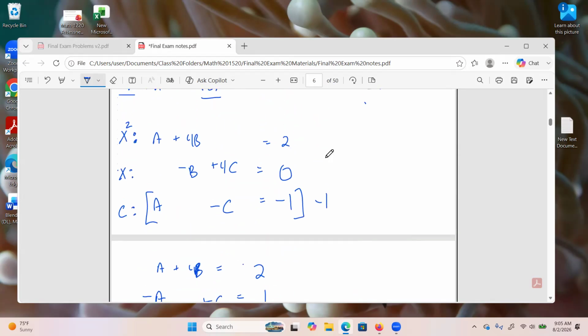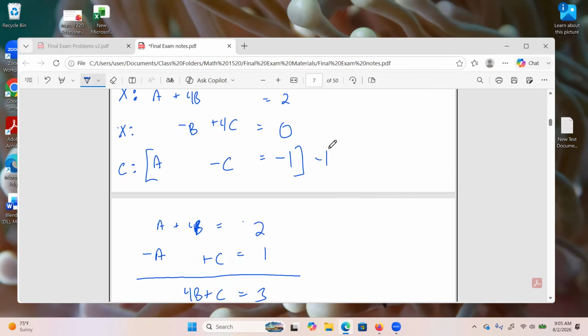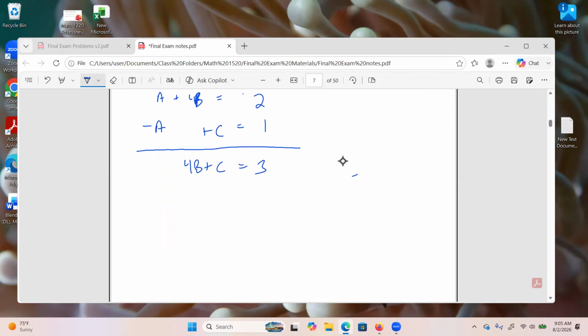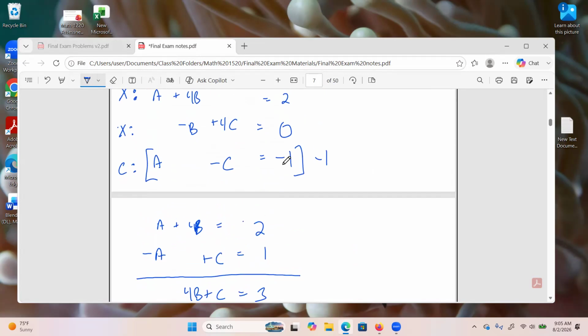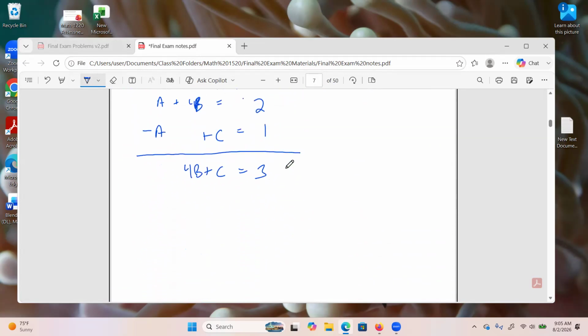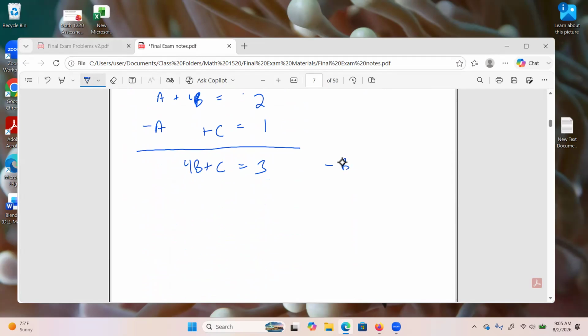Now I'm looking at what was going on up here, and I'm asking, do I have anything else with B's and C's in it? I sure do. I have negative B plus 4C is equal to 0. So we have the two equations: negative B plus 4C is equal to 0, and 4B plus C is equal to 3.